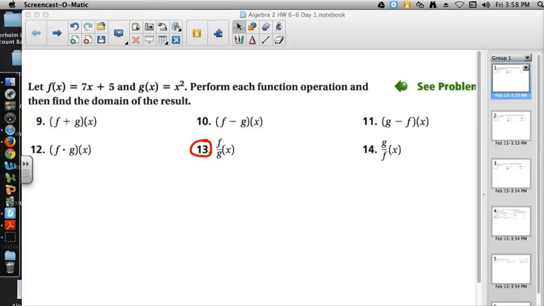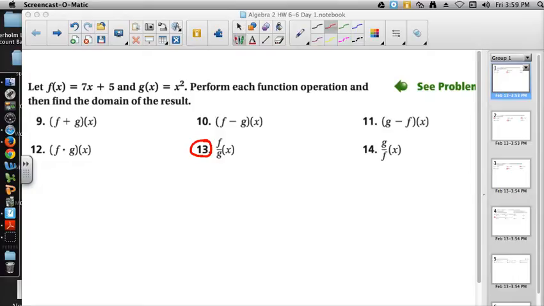These are the frequently asked questions for Algebra 2 for section 66A1. Start with number 13 here. It says let f of x equal 7x plus 5 and g of x equal x squared. Perform each function operation and then find the domain of the result.